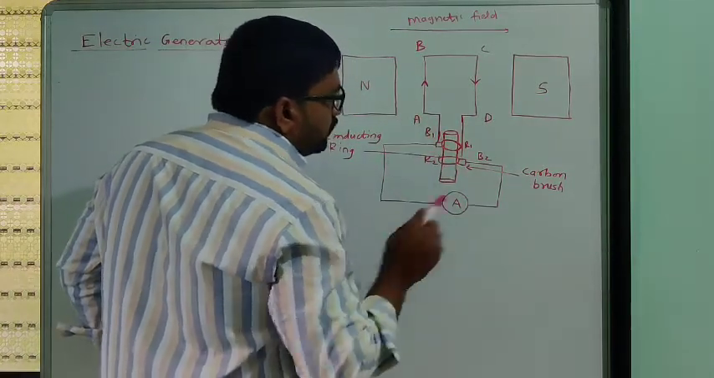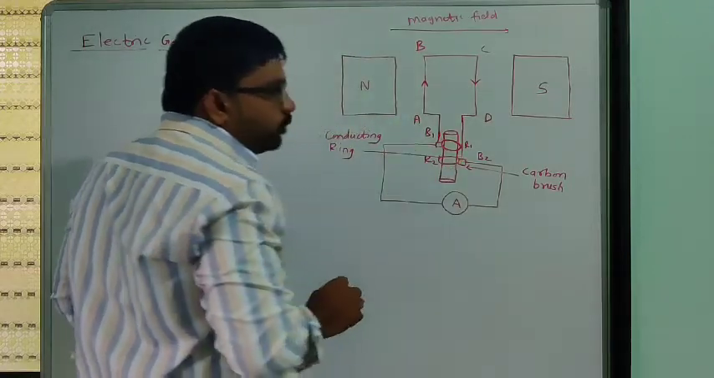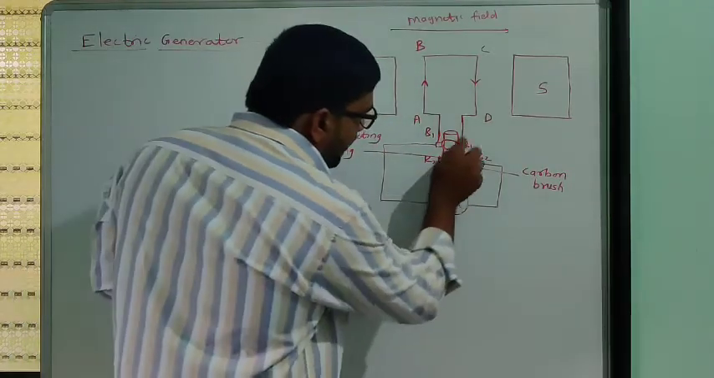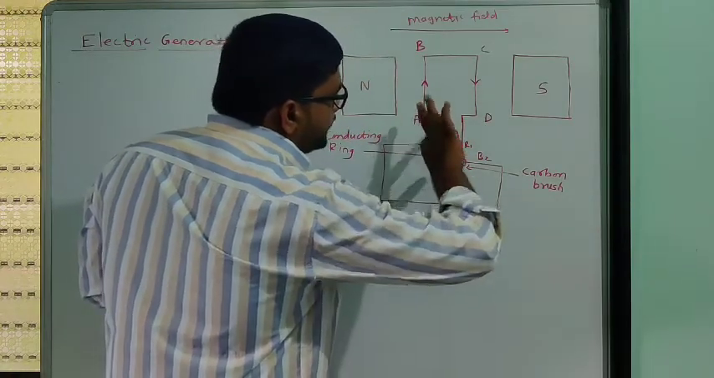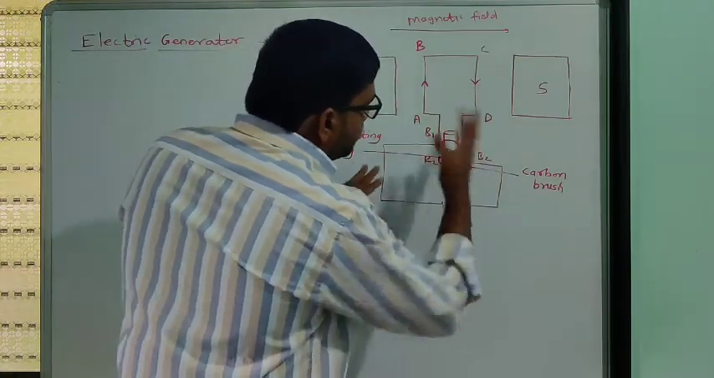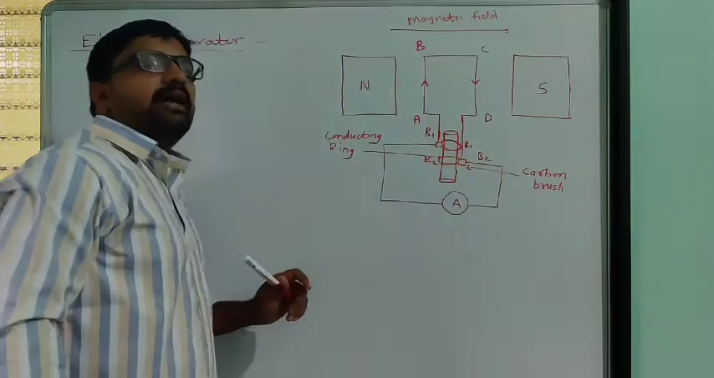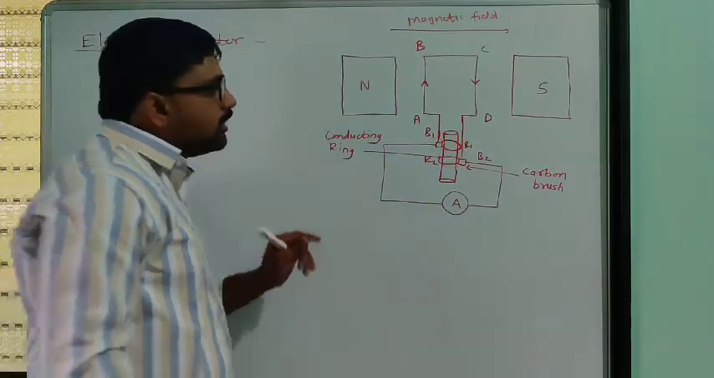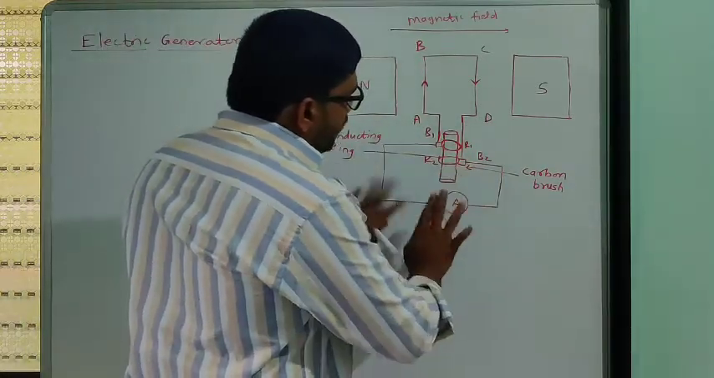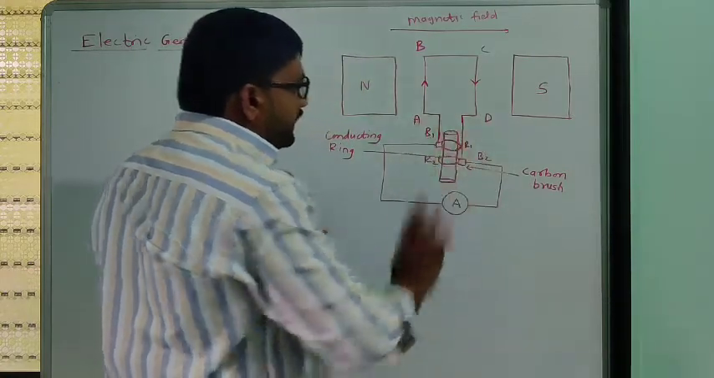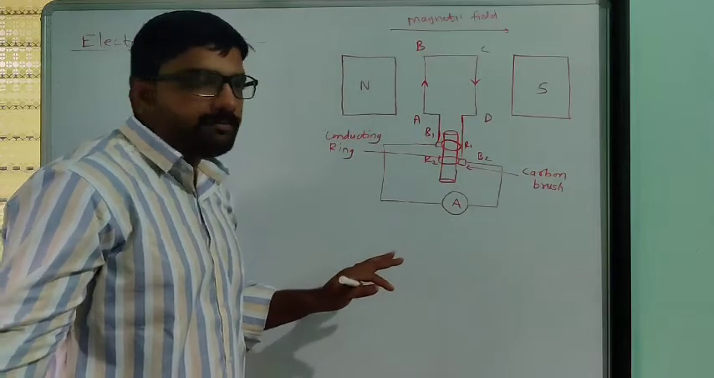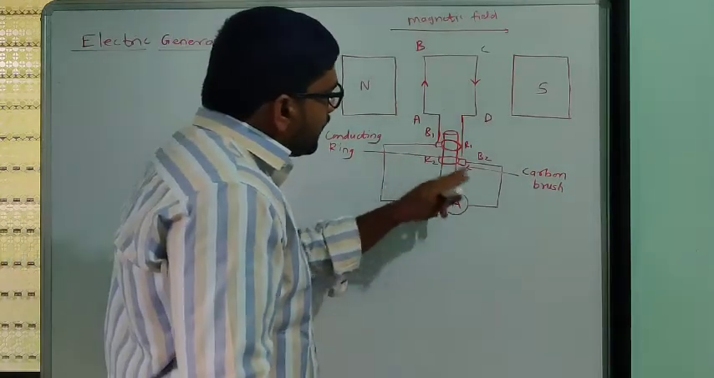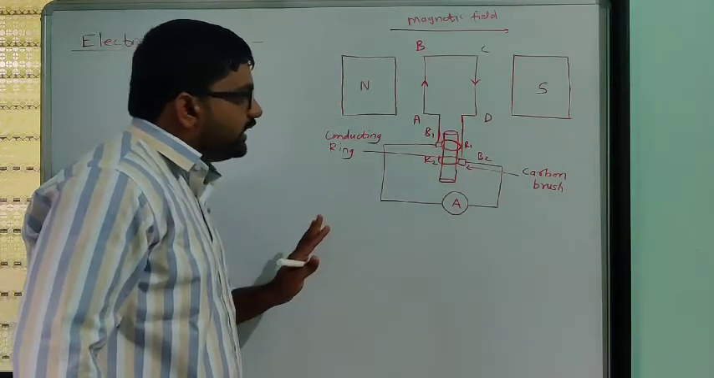We connect the ammeter to this circuit using carbon brushes. We cannot connect the coil directly to the circuit, because as the coil moves, the wires will wind around one another and break. To maintain the stability of the circuit, we connect two carbon brushes. You can see this diagram in books.